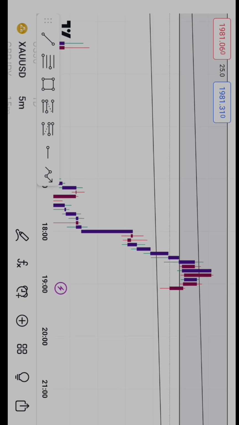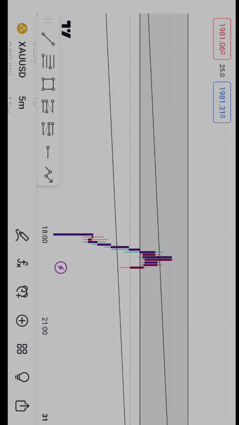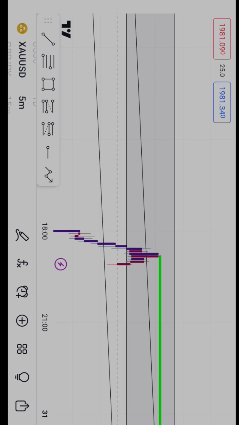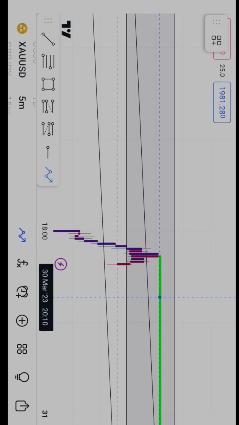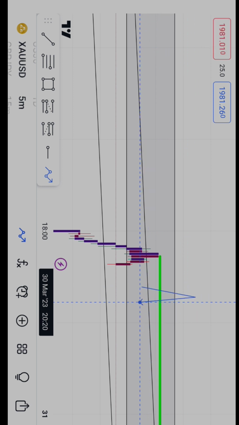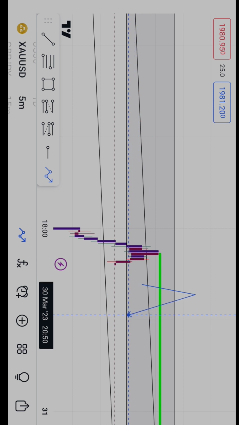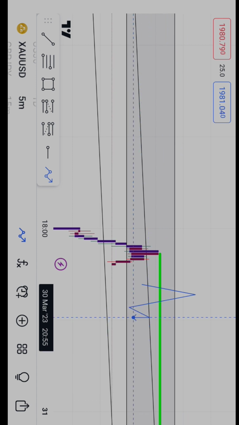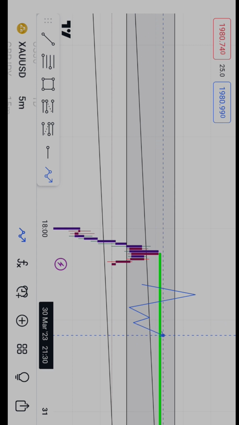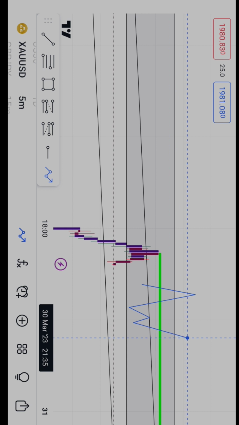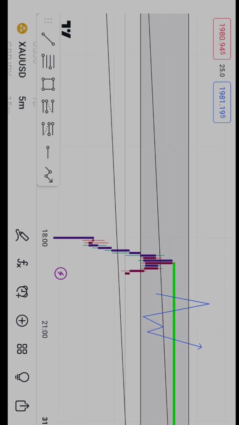For me to enter this, I would first wait for price to break this level here. For me to look for a buying opportunity, price would have to break this level, come back inside this whole setup, maybe play around a little, and then go up. Once price closes above this level here, I will look for my entries.